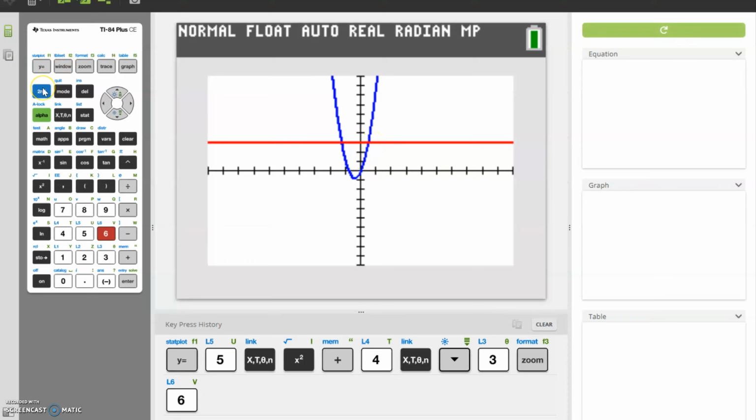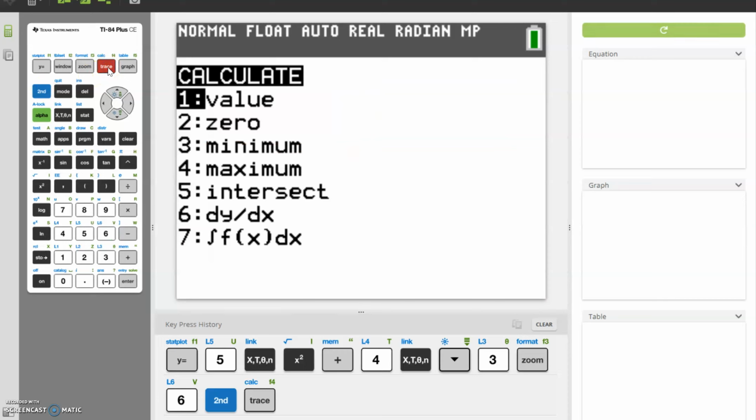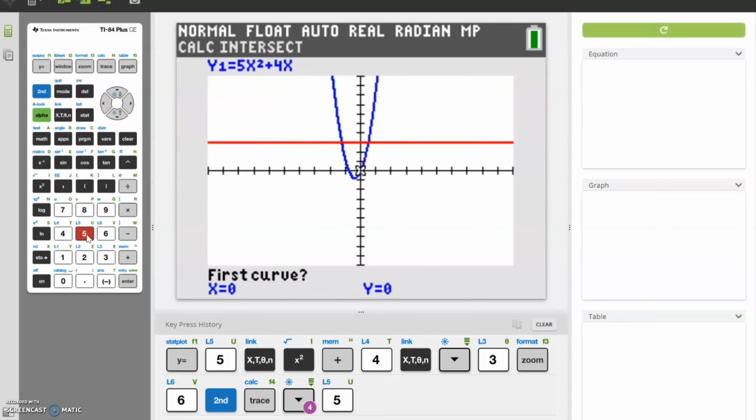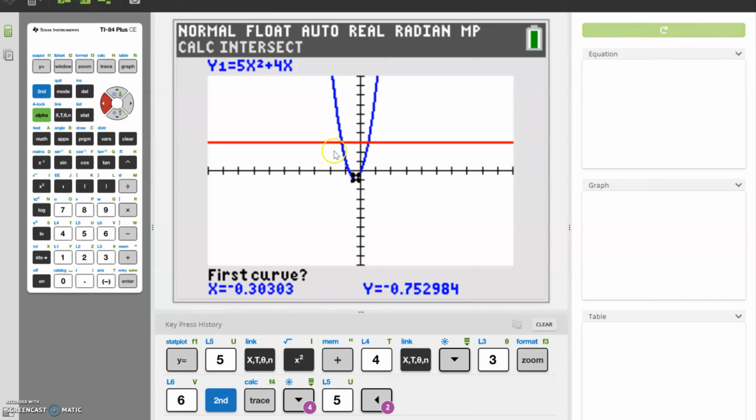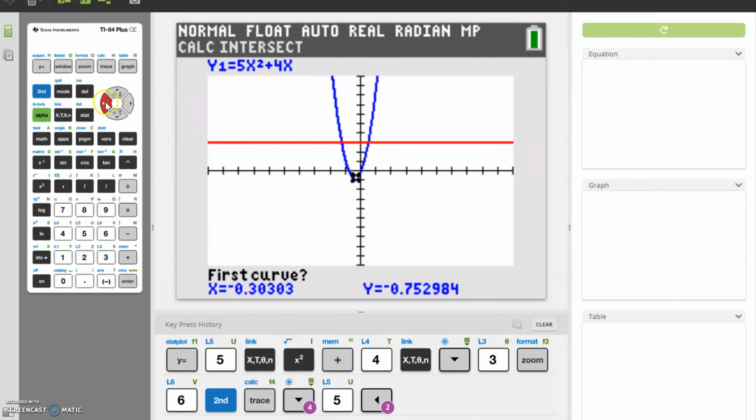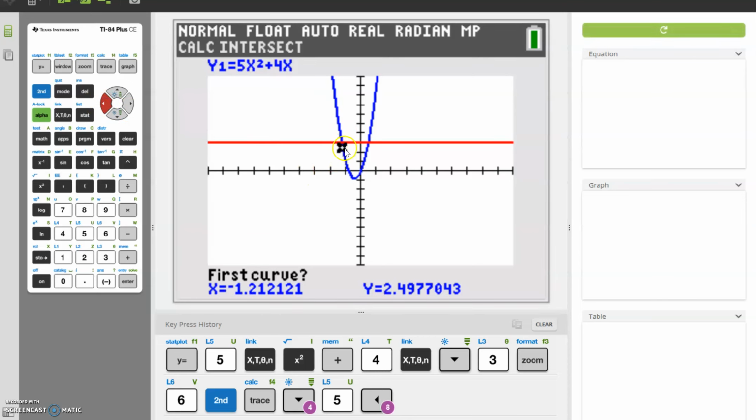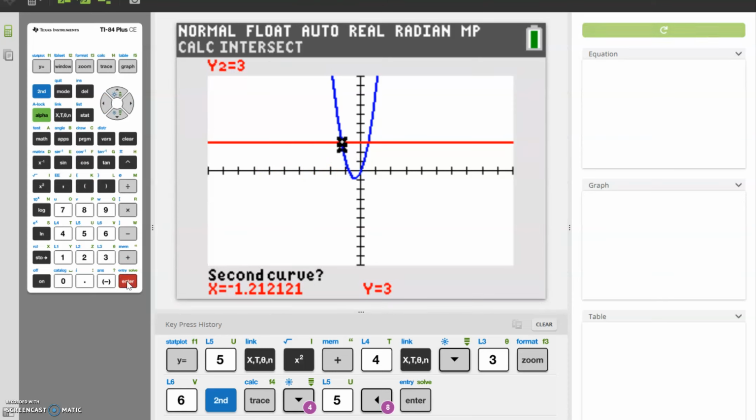Remember, in order to get to that function, we're going to do second, and then click trace. Option 5 is the one that we want, so you can either arrow down to option 5 and press enter, or just click 5 on your keypad. Here I'm going to look at the intersection over on the left first. I'm going to get close to it. I don't have to get super close, but this is definitely close enough. I'm going to hit enter, and then it automatically moves me to the second curve.